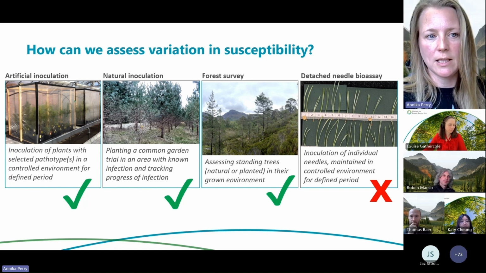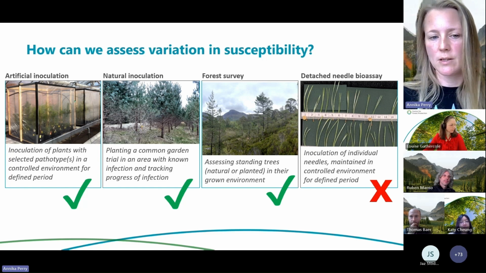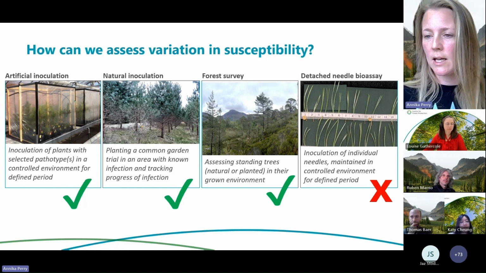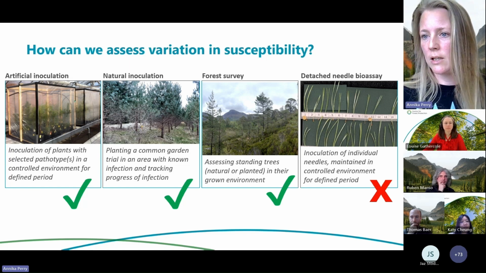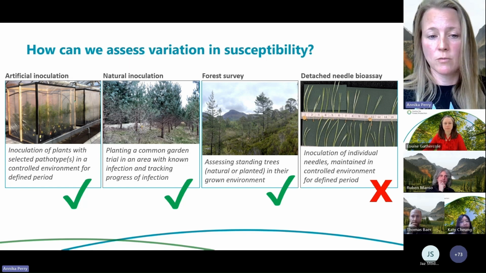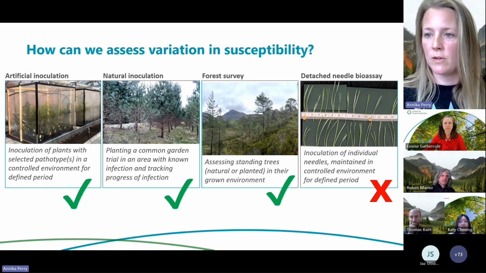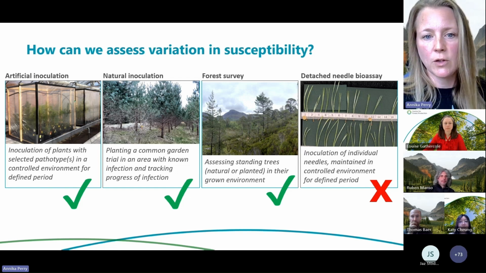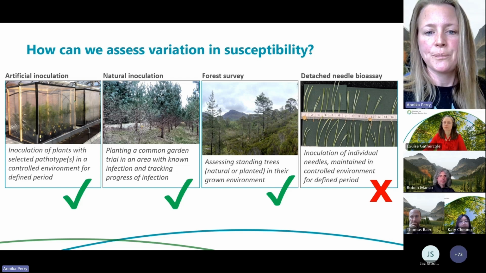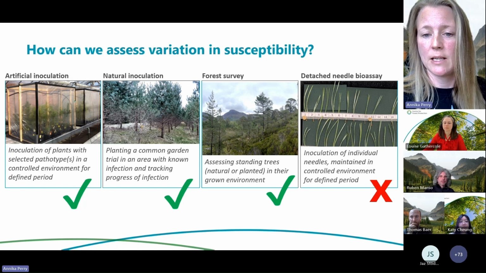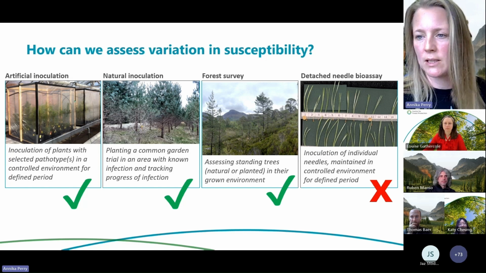And when it comes to practicalities, a really important point is the complexity. With complexity, I'm combining lots of things. I'm talking about how expensive it is, how much time it takes, how much space you need. Artificial inoculations and natural inoculations both require a lot of time and resources, and they tend to be fairly expensive because you need to have both of those in ready supply. In comparison, forest surveys are relatively inexpensive and simple. You just turn up and do your assessment. Similarly, detached needle bioassays are relatively simple. You have to have a bit of space for them, but you just need some bench space. You don't need to plant them out and let things grow and grow.